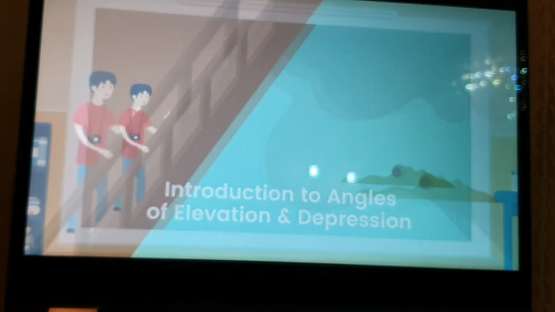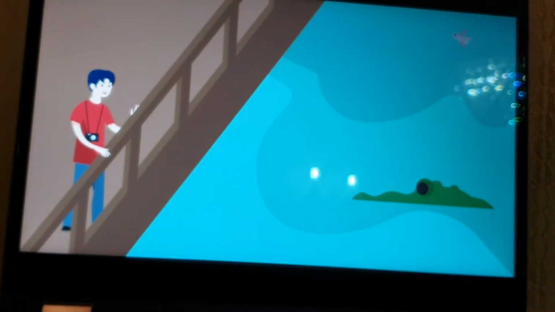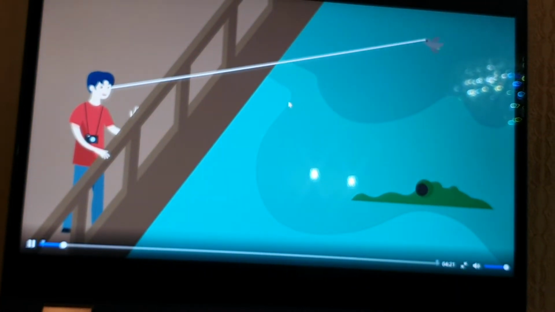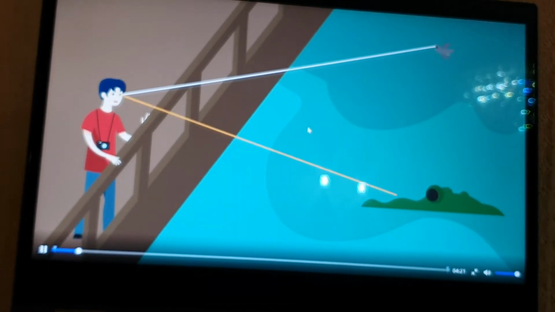Every day, we look at different things around us. We look up to see things above us. We look down to see things below us.